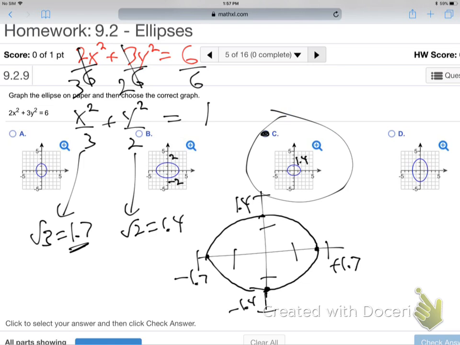Is that okay? Everybody see how to do that? Just use your calculator. Just divide by that number on the right side, make it a 1, square root the numbers in the bottom, use your calculator. Just multiple choice, eyeball it. All right. I was wondering if you'd wonder.